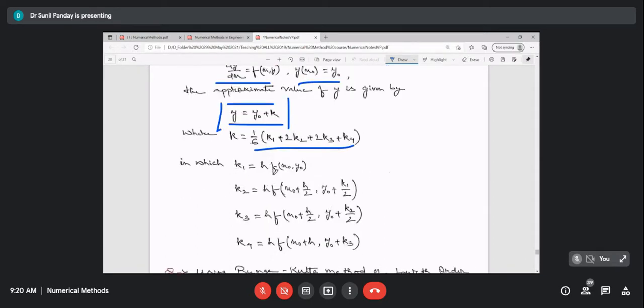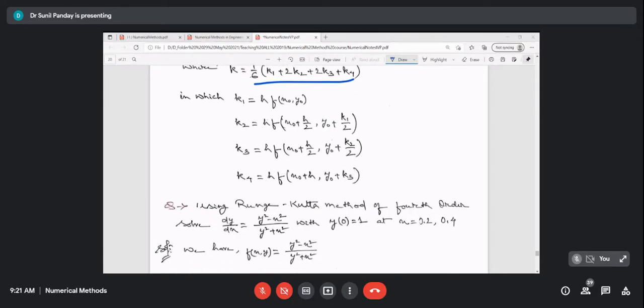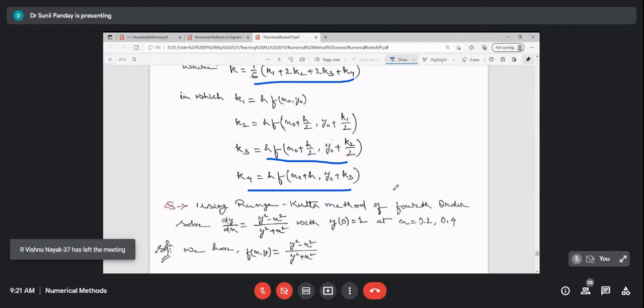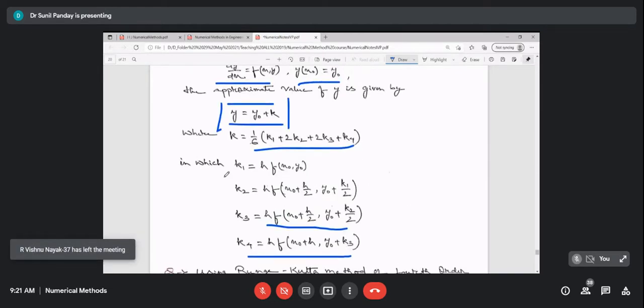So here k1 is h f of (x naught, y naught), k2 is h of f (x naught plus h by 2, y naught plus k1 by 2), and then k3 is h f (x naught plus h by 2, y naught plus k2 by 2), and k4 is h of f (x naught plus h, y naught plus k3). And then we will substitute all the values of k1, k2, k3 here. We will get k, and then finally y.